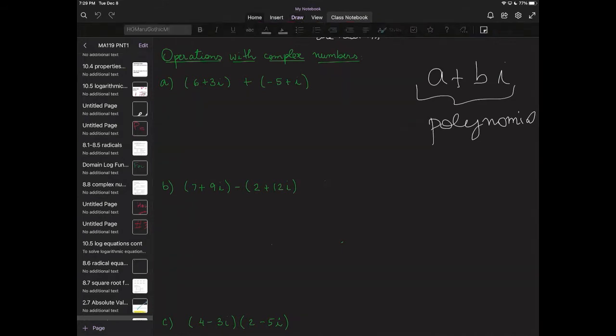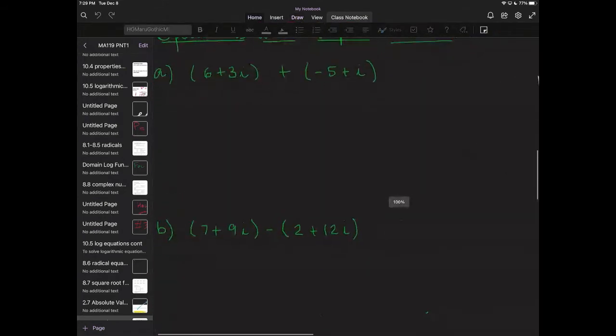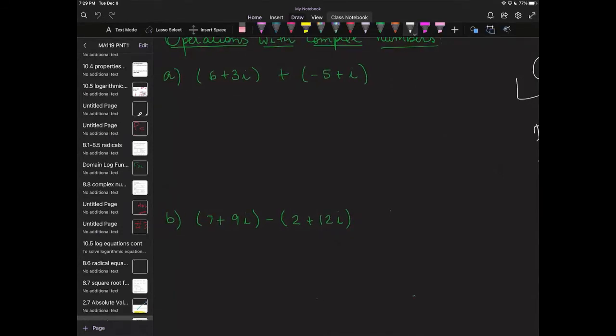Okay, so let's start with the addition and subtraction that we see here. I have the complex number 6 plus 3i, and I want to add to it the complex number -5 plus i. So I'm adding two complex numbers. The parentheses are there to say this is one complex number, and I'm going to add it to this other complex number. As with polynomials, the way we do addition and subtraction is first remove the parentheses and then look at the like terms.